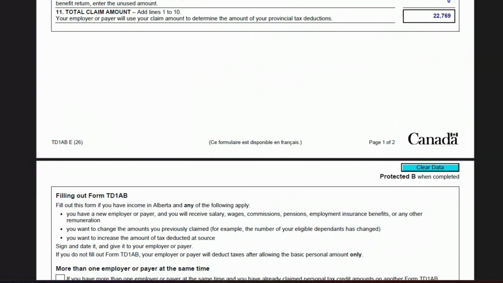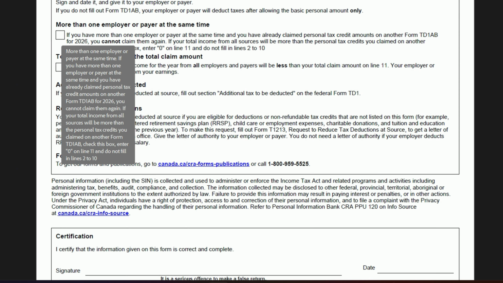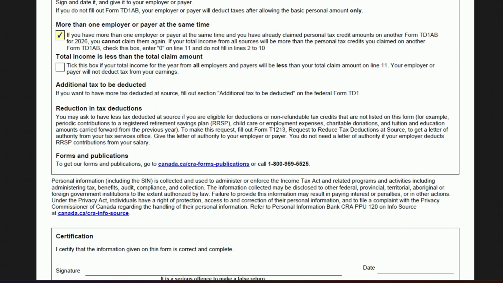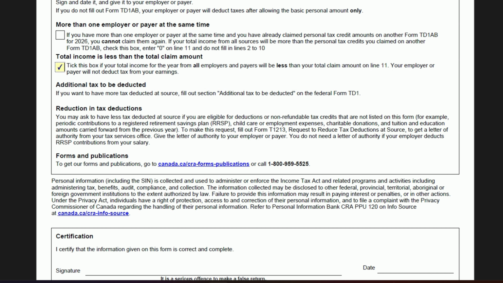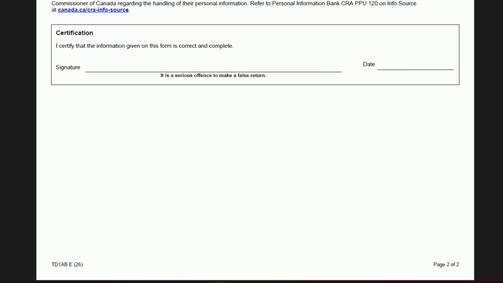All you need to do is come here and enter 0 here. Let me come down. So in that case, you will have to check this box and enter 0 there, and you do not fill lines 2 to 10. You will keep them all blank or just make it 0. If not, just keep this unchecked, and if total income is less than the total claim amount, then you would again click this box, and this is from all employers, and then your employer or payer will not deduct tax from your earnings. This is important, and that's how exact deductions will happen. So once this is done, you will sign and enter the date, and then this form is complete.